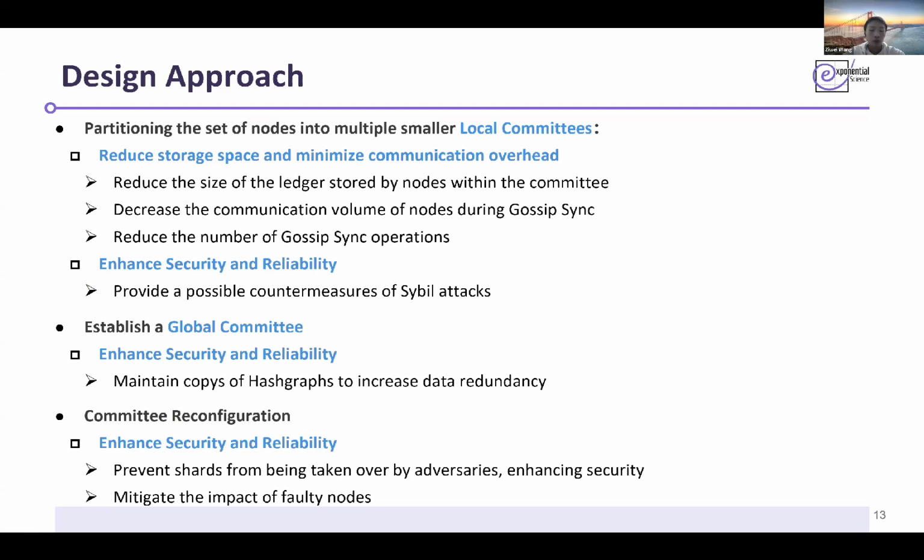Second, a global committee is set up to handle routing and propagating cross-shard transactions. This global committee is also responsible for maintaining backup copies of the hashgraph from the local committees, ensuring better data redundancy. Finally, committees will be configured to prevent them from being overtaken by adversaries and to mitigate the impact of faulty nodes.